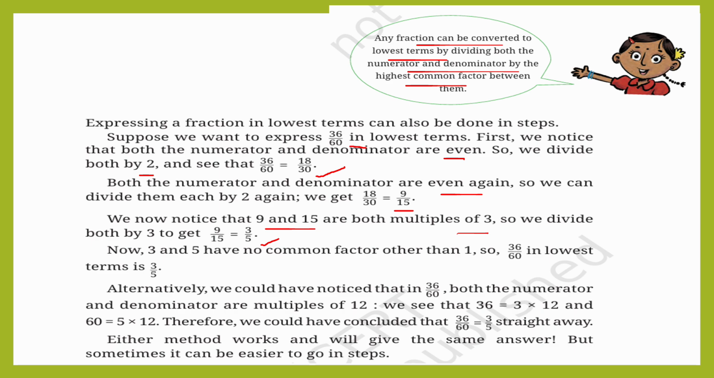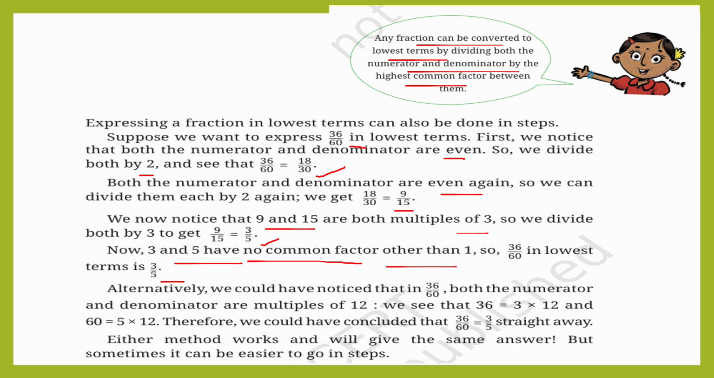15 divided by 3 is 5. So 9 divided by 15 is equal to 3 by 5. Now 3 and 5 have no common factors other than 1. So 36 by 60 in lowest terms is 3 by 5.